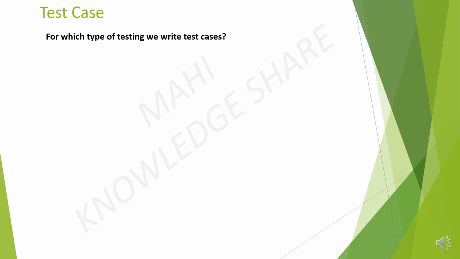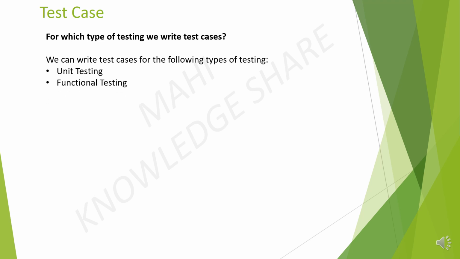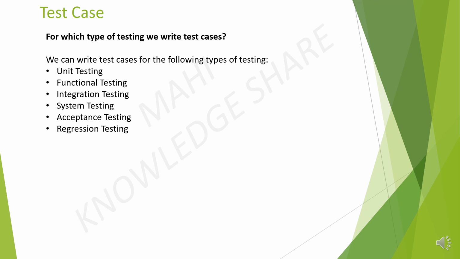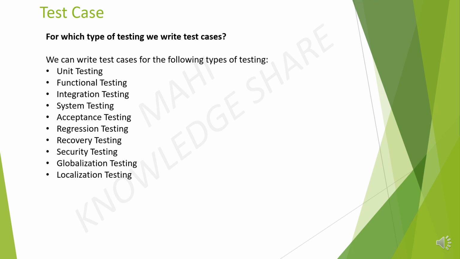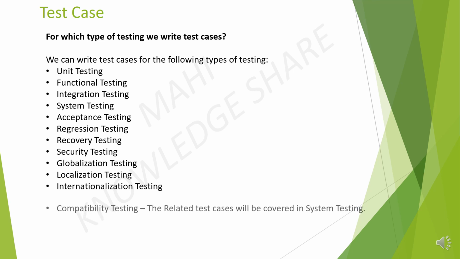For which type of testing we write test cases? We can write test cases for the following types: unit testing, functional testing, integration testing, system testing, acceptance testing, regression testing, recovery testing, security testing, globalization testing, localization testing, internationalization testing, and compatibility testing.